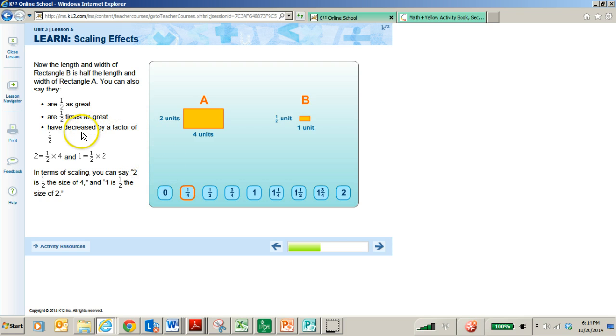Now we can also decrease. It says now the length and width of the rectangle B is half the length and half of the width. You can also say they are 1/2 as great. So as you can see, we have 1/2 times 4. In terms of scaling, you can say 2 is 1/2 the size of 4.